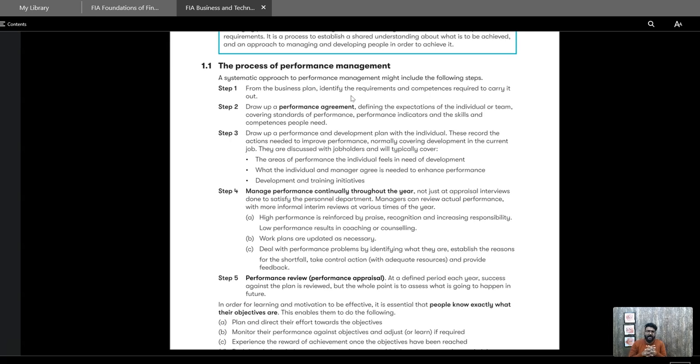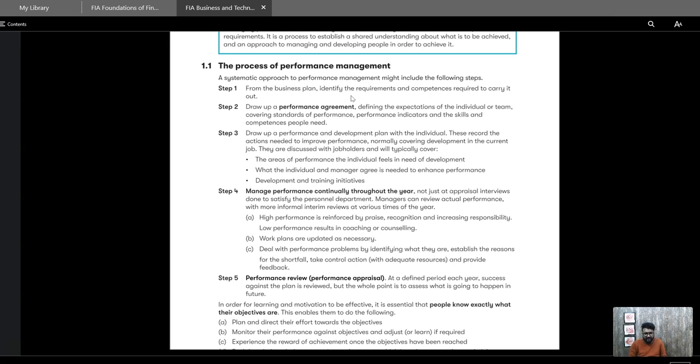Step number 4, manage performance continually throughout the year. We have to manage that performance continually, not stopping at any point of time. Some companies think that if we obtain one objective at a time, that is done. No, there are objectives on a day-to-day basis, and we have to make sure these objectives are carried out day to day and the performance is continually growing.